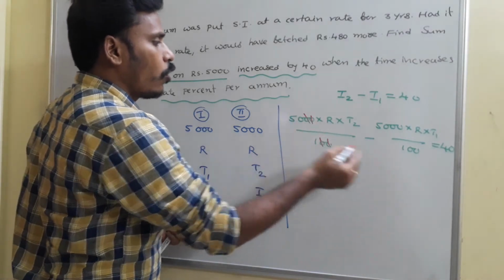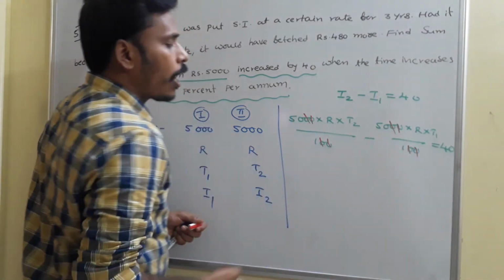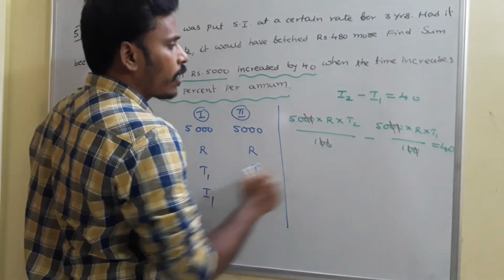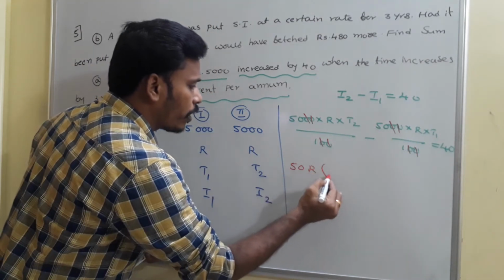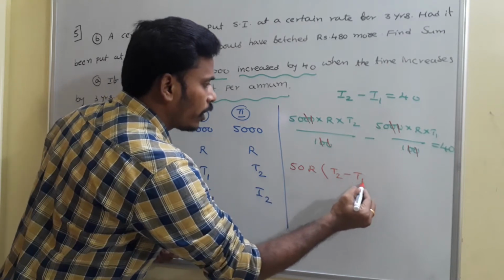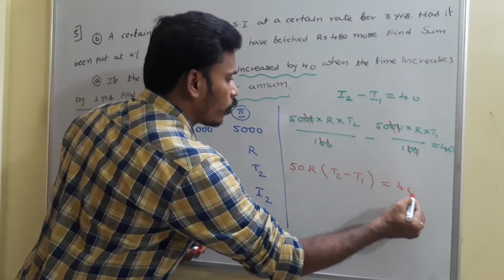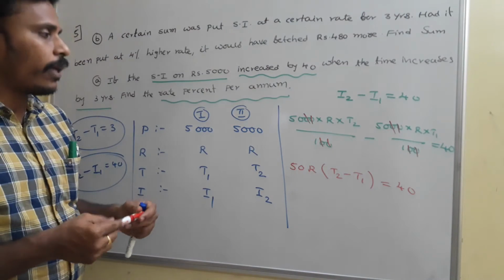Okay, and then like this. After that, this is 50r, and here also we have 50r. So you just common out that 50r into t2 minus t1 is equal to 40. Is there anything wrong? Nothing, okay.